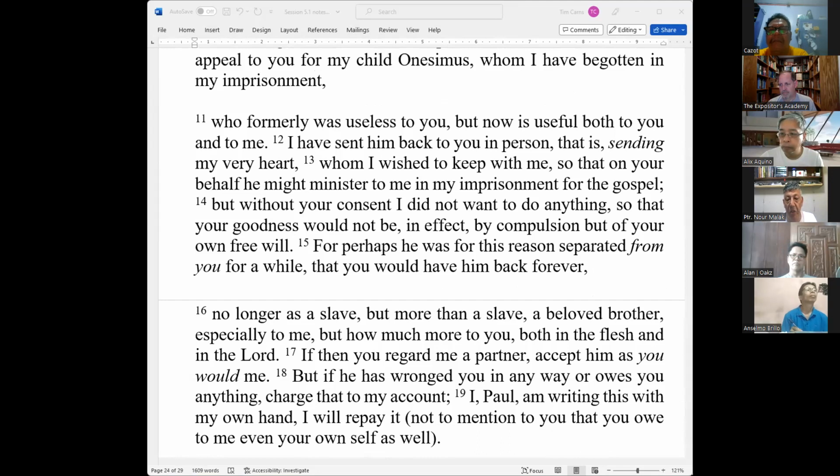I have sent him back to you in person. That is, sending my very heart, whom I wished to keep with me, so that on your behalf he might minister to me in my imprisonment for the gospel. But without your consent, I did not want to do anything, so that your goodness would not be by compulsion, but by your own free will. Perhaps he was for this reason separated from you for a while, that you would have him back forever.